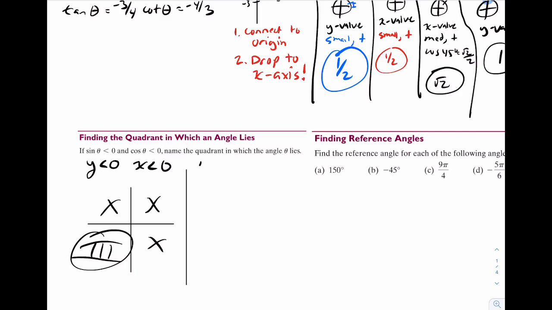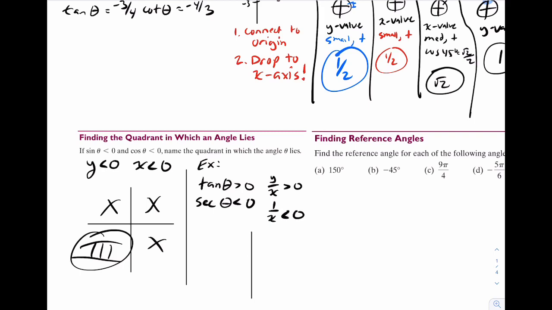Let me give you a second example. What if tan were positive and secant was negative? Well, this is trickier because tangent is the ratio y over x. So the ratio is positive. Secant is 1 over x, and it is negative.